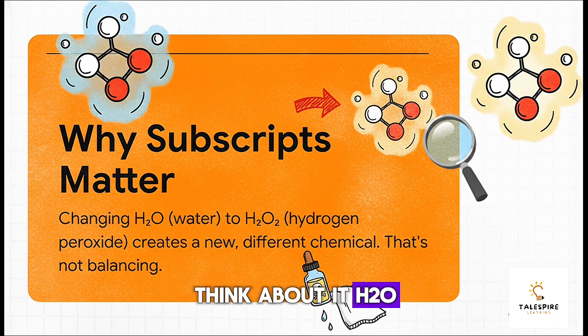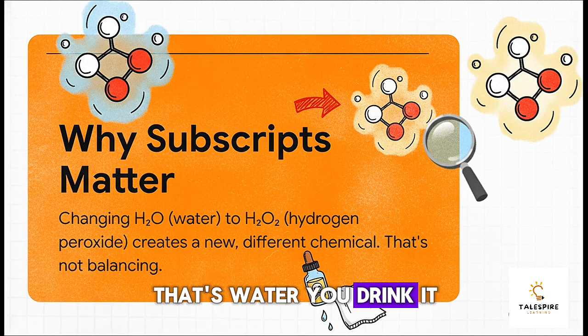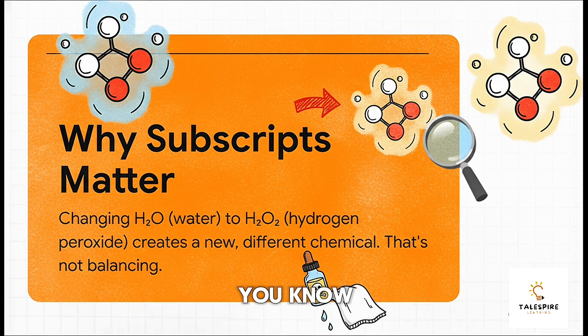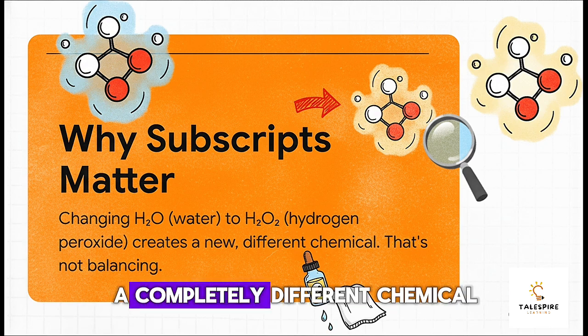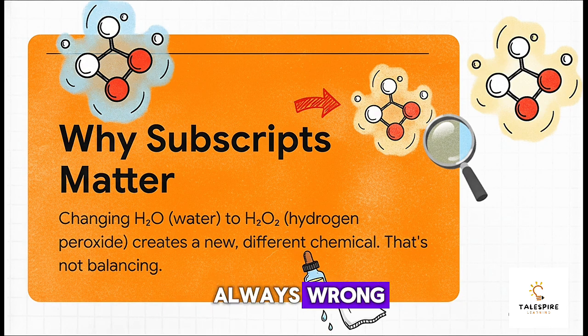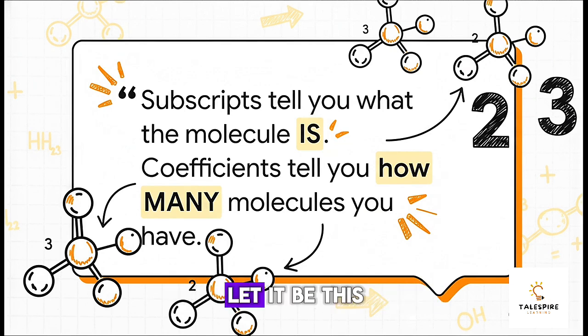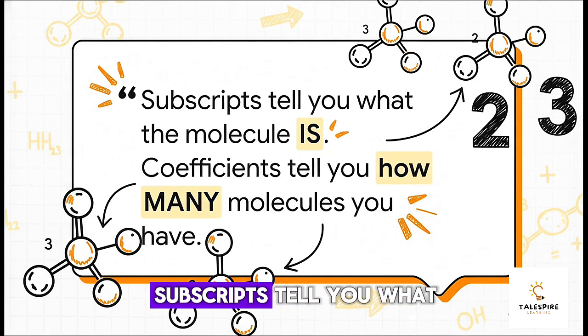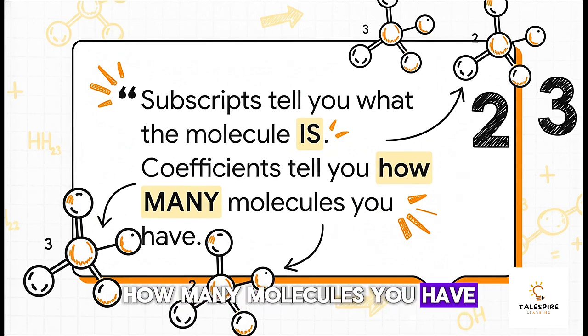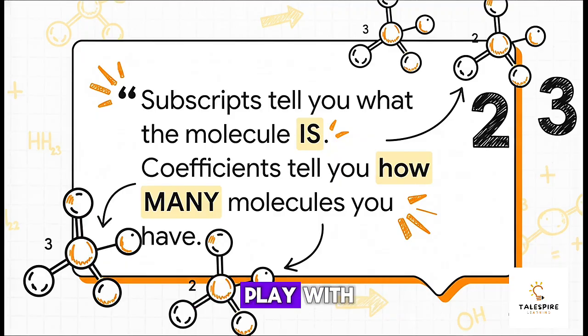Think about it. H2O, that's water. You drink it. But the student's answer, H2O2, that's hydrogen peroxide. You know, this stuff used for bleaching, a completely different chemical. And that's exactly why changing a subscript is always wrong. So if you remember one thing, let it be this golden rule. Subscripts tell you what the molecule is, but coefficients, those are the big numbers out front, they just tell you how many molecules you have, and those are the numbers we get to play with.